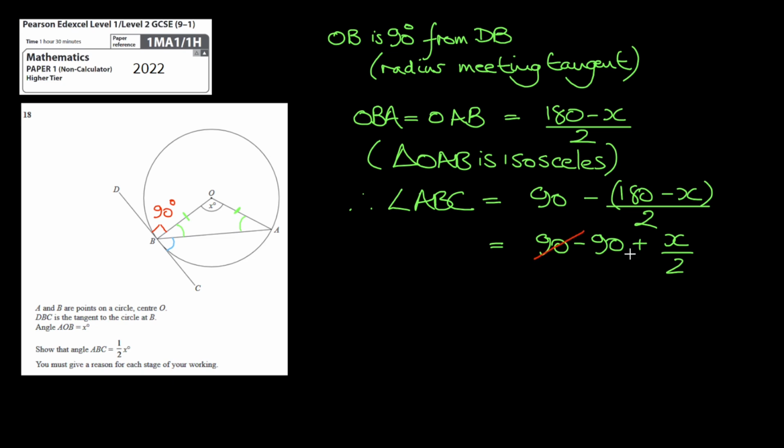The 90s cancel. So we're left with the angle ABC is equal to x over 2. And there is your answer.